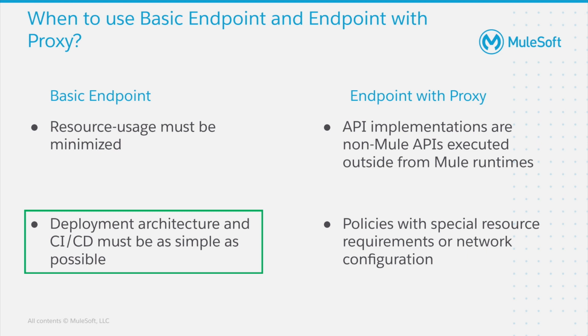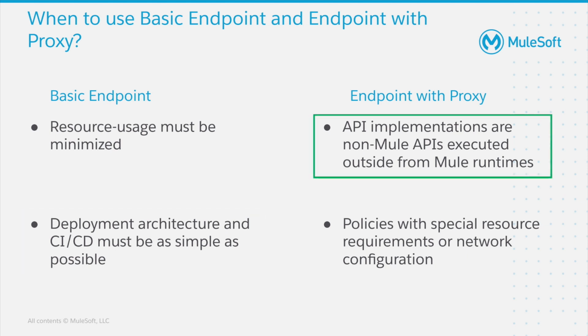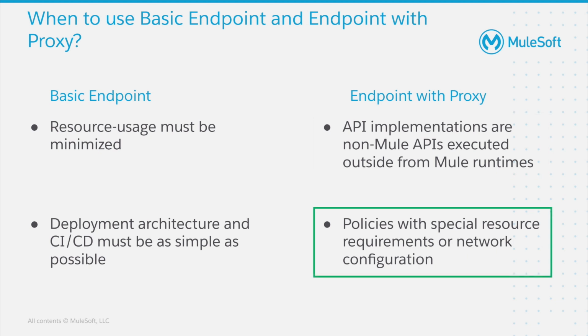Endpoints with a proxy are usually preferred and required when customers want to manage non-Mule APIs and hence do not execute in Mule runtimes. Another scenario where customers decide to follow the endpoint with proxy approach is if they have special resource or network requirements. In this case, API proxies are preferred because they can be deployed to dedicated machines. For example, a caching API policy is best served by a few machines with large amounts of RAM, and API proxies can be configured accordingly.